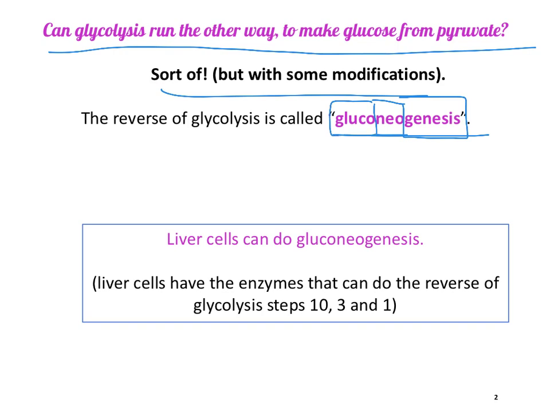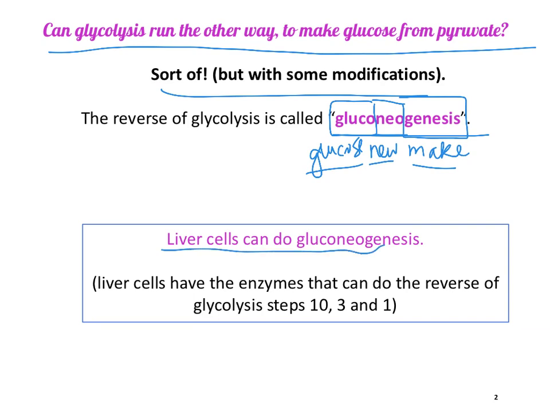If you read this backwards, it says Genesis is to make, neo is new, and gluc is glucose. So if you read it backwards, it literally says make a new glucose. So gluconeogenesis is almost the exact opposite, but not quite, of glycolysis.